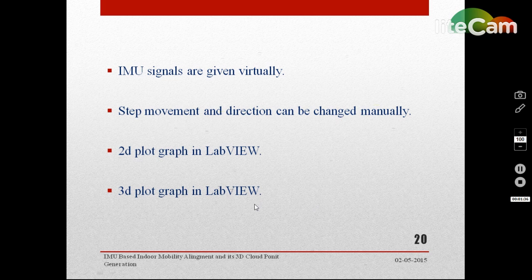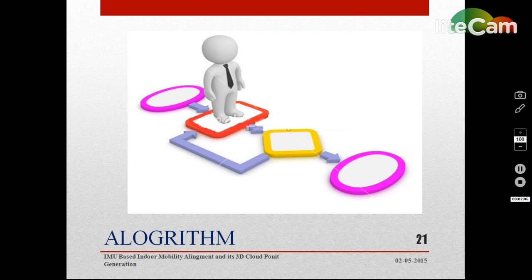and free space shows the free movement area, and IMU signals are given virtually instead of an IMU as hardware, and step movement and direction can be changed manually. The 2D plot graph gives an XY axis graph, with X as attitude and Y as direction, and the 3D plot has a three-dimensional view of an indoor position.